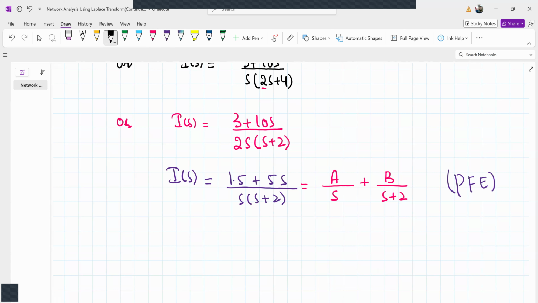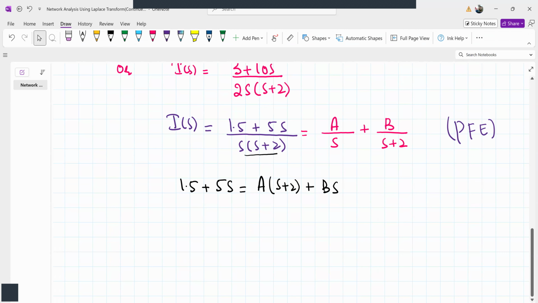In order to find A and B, we'll multiply both sides by this denominator S into S plus 2. So we have 1.5 plus 5S will be equal to A into S plus 2, plus B into S. All right. So to find A, we'll put S equal to 0.